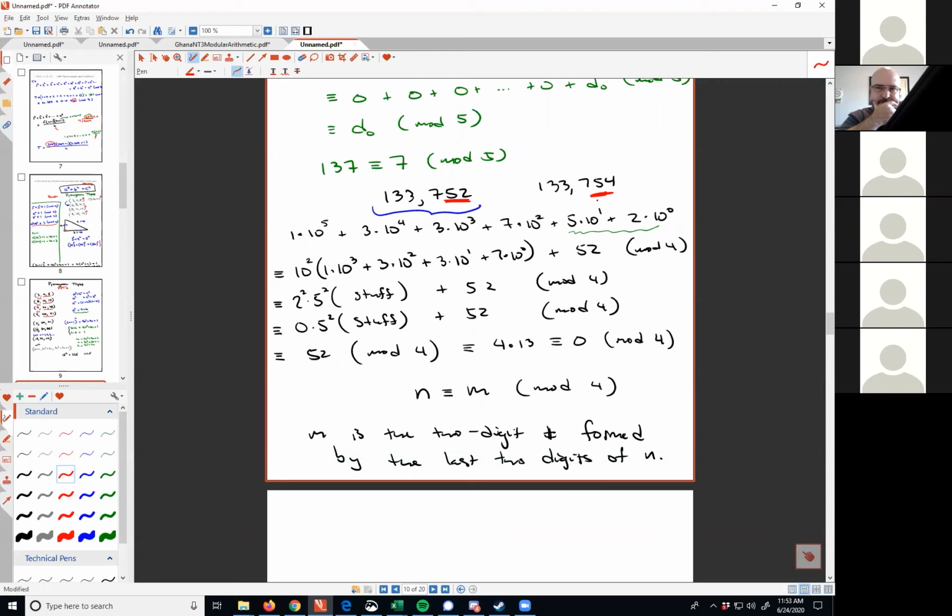Mod 8. For mod 8, we need the last 3 digits. Why would that be? Because it has 3 powers of 2. Powers of 2, we are talking about powers of 2. We're definitely coming up with a rule for powers of 2. We're going to have some other options also.